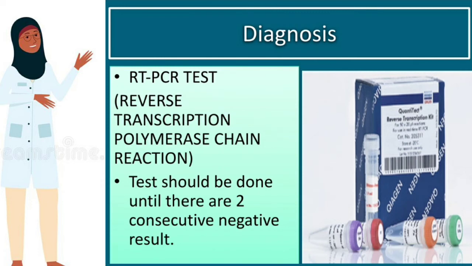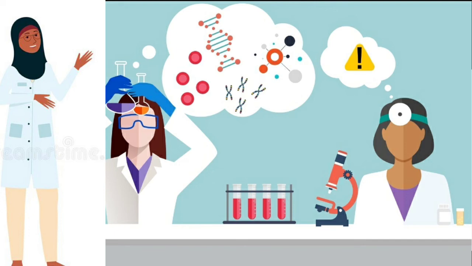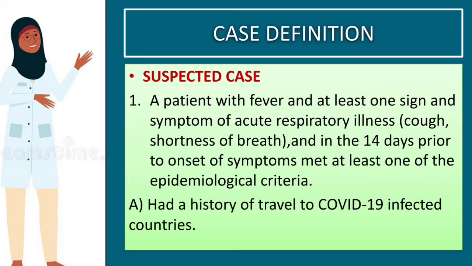Now let's move on to the COVID-19 diagnostic lab test. It is called the RT-PCR test, that is, reverse transcriptase polymerase chain reaction test. This test should be done until there are 2 consecutive negative results. To be more clear, 2 samples should be sent to the lab at a 2 to 4 day interval, and both the results should be negative to say that the patient is free from COVID-19 infection. Now let's move on to the case definition.